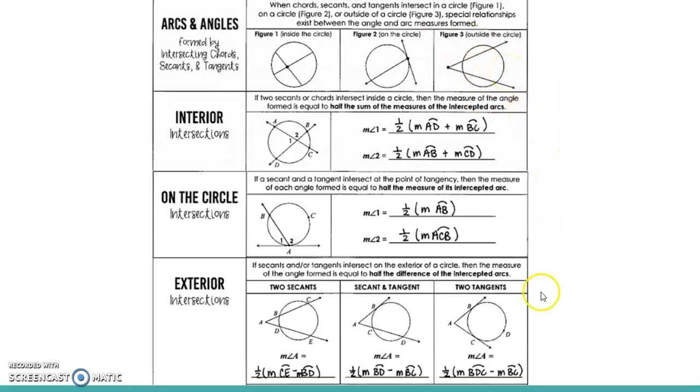Again, just reviewing what we did in the last video, for those interior intersections, to find our angle measure, we're going to add the arcs together and cut it in half. On the circle intersections, we're just going to take that arc measure and cut it in half. And for our exterior intersections, we're subtracting our arc measures and then cutting it in half. So we're always dividing by 2 or multiplying by 1/2. We're just figuring out if we need to add, subtract, or keep it as is.